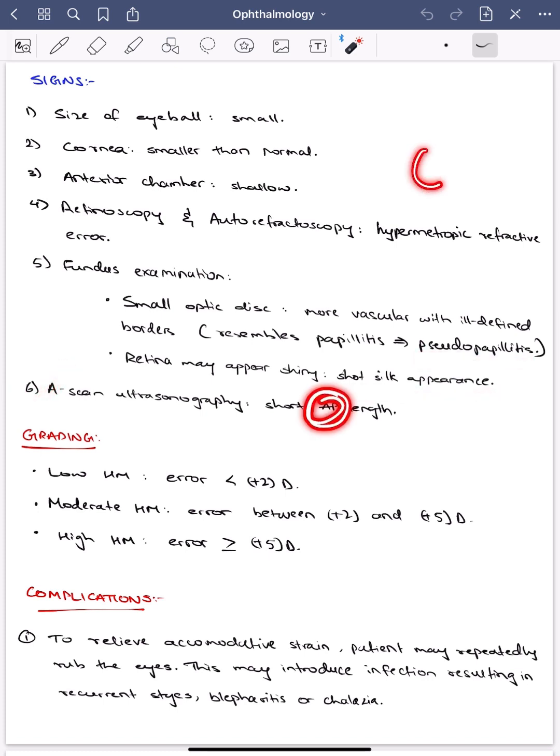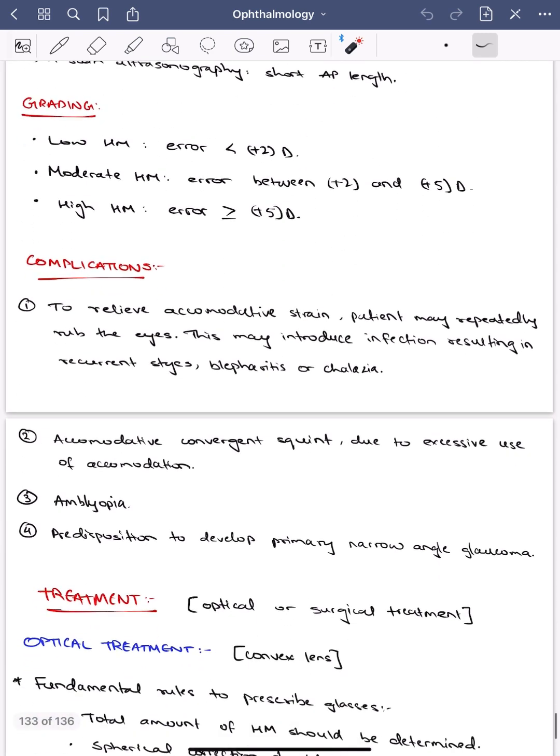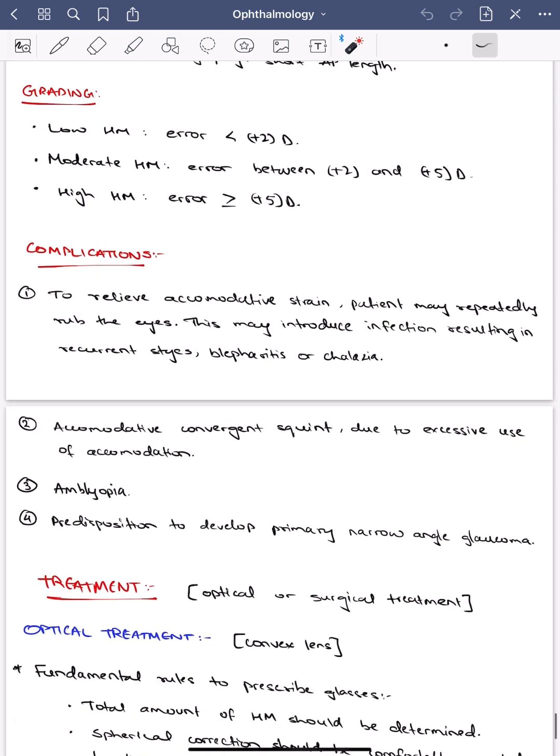Now grading of hypermetropia can be done as low, moderate, and high. If the error is less than +2 diopter, it is known as low hypermetropia. If it's between +2 and +5 diopter, it is known as moderate, and if it's greater than or equal to 5 diopters, it is known as high hypermetropia. So again, less than 2 is low hypermetropia, between 2 and 5 is moderate hypermetropia, and greater than or equal to 5 is high hypermetropia.